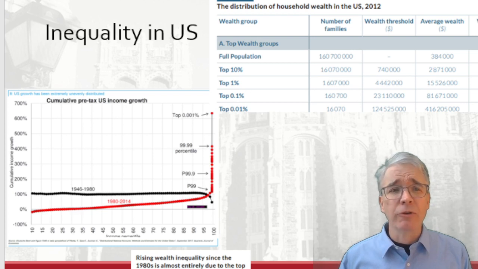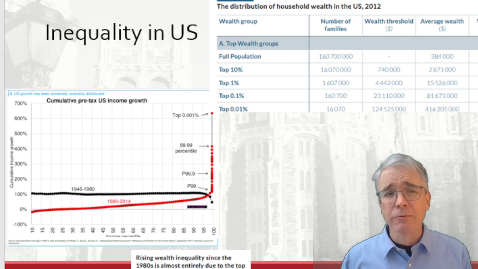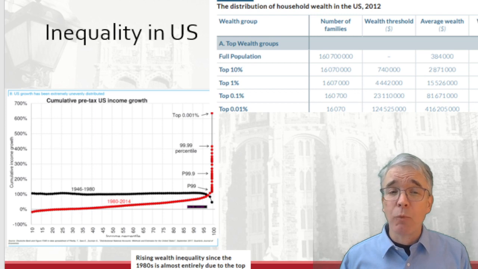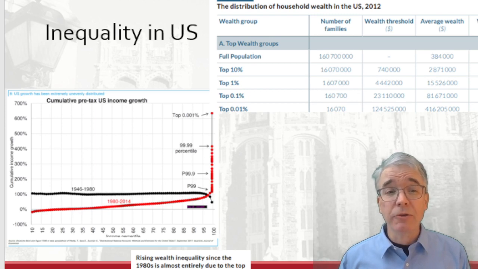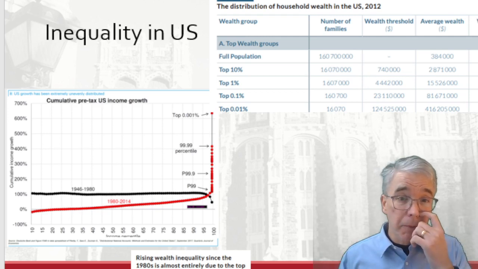The other table there shows the numbers of the 160 million households in the US. The top 10th, about 16 million households, had at least $740,000 in wealth, although the average was a little higher. The top 10% held over 77% of the wealth. The top 1%, 1.6 million households, had at least $4.4 million in wealth, an average of 15 million.